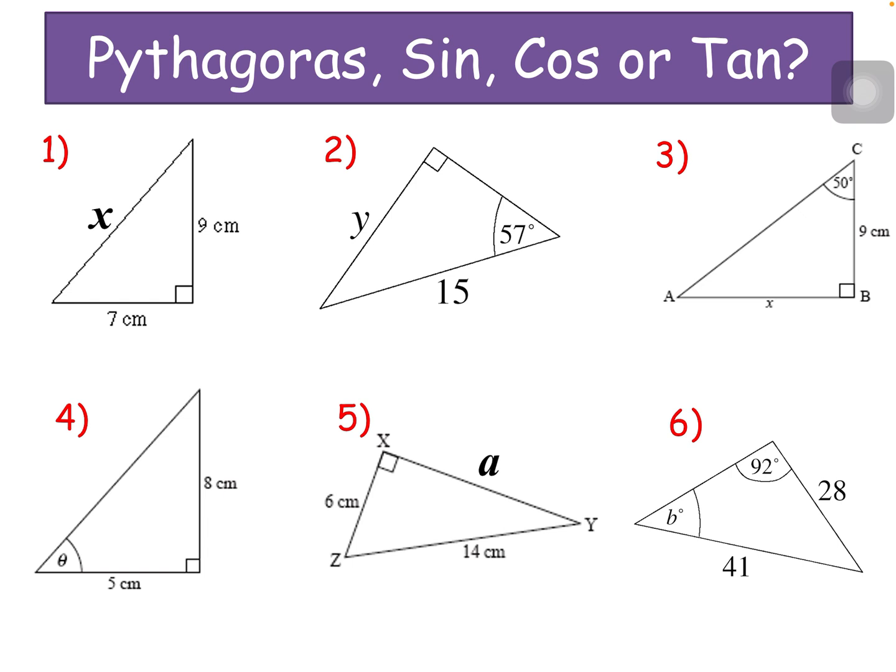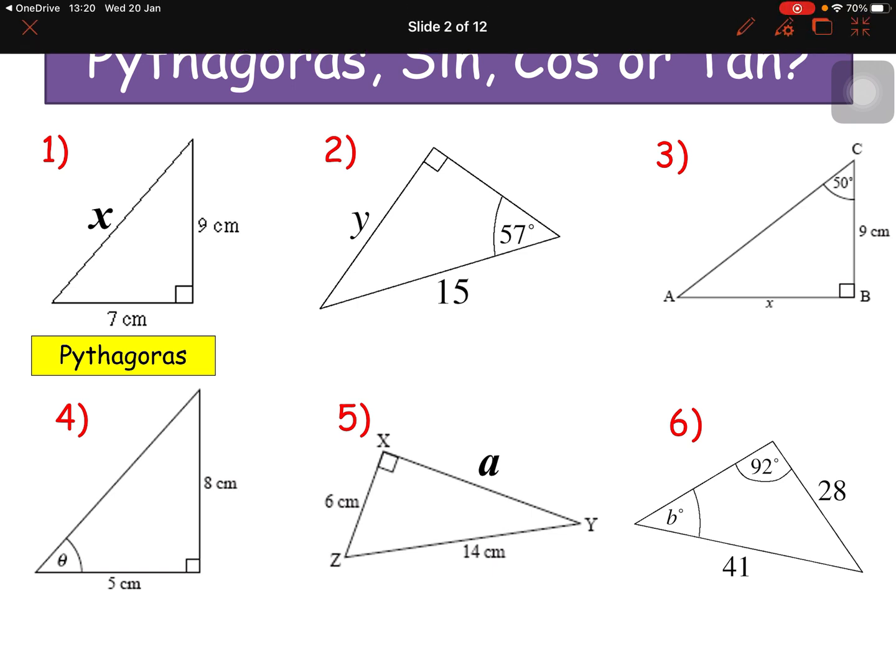Okay, so what we should hopefully have got is, for the first one, we've got all sides, there are no angles mentioned. If there's no angles mentioned, we go straight to Pythagoras. Okay, second one, we have got an angle mentioned. We're trying to find a missing side, which means it's got to be trigonometry. We've got the opposite and we have the hypotenuse. Because we've got the opposite and hypotenuse, we should be using sine.